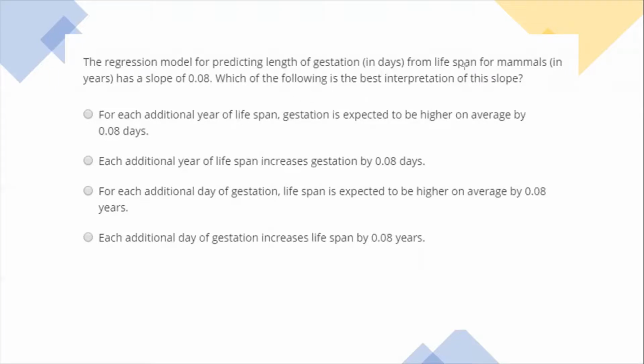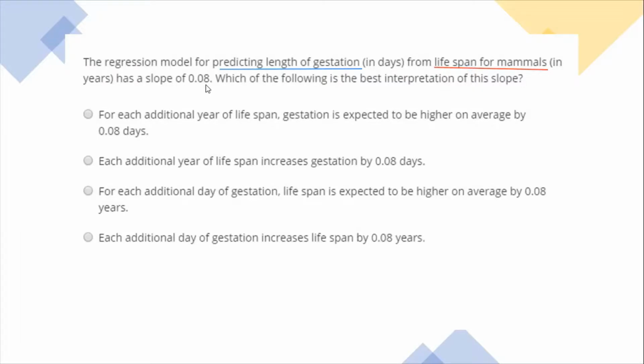So it has the word predict, right? So this one should be the response variable, because we say that we are predicting this variable. How do we predict? We predict based on the lifespan. So this one is the explanatory variable. And then it says it has a slope of 0.08.